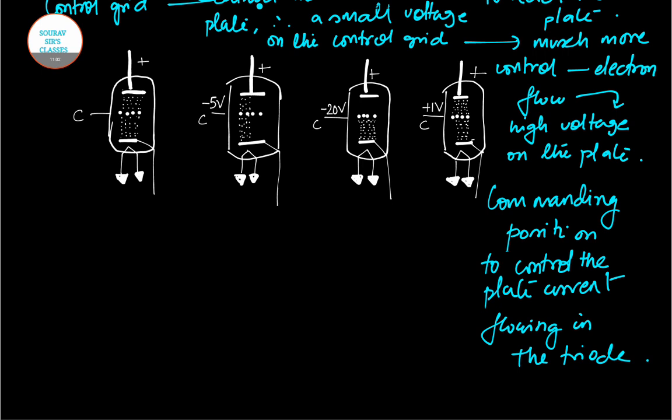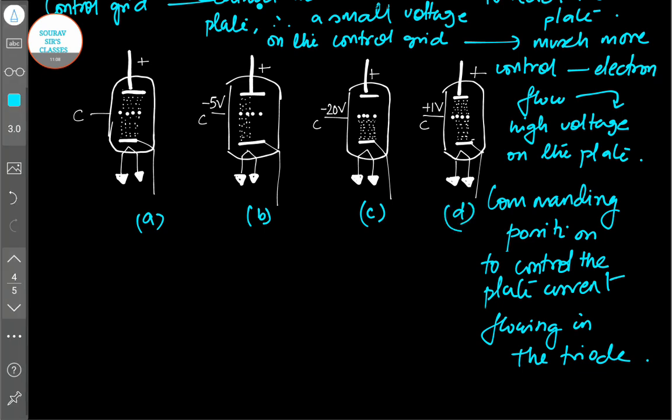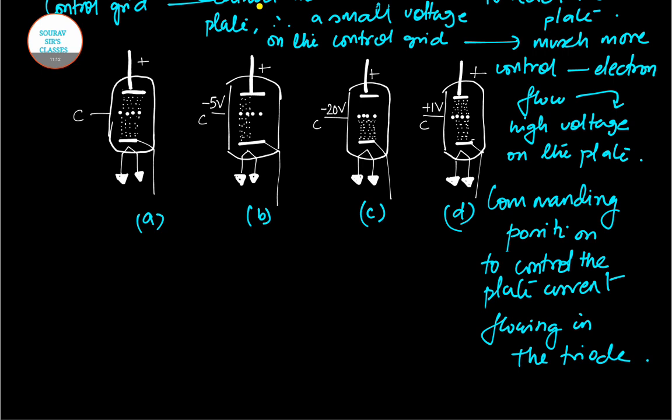Now this figure, let me mark it as A, B, C and D, and let me change the color. Okay. Now the figure shows the action of control grid in a triode at different grid voltage, assuming the plate potential remains constant. So first we'll talk about A.